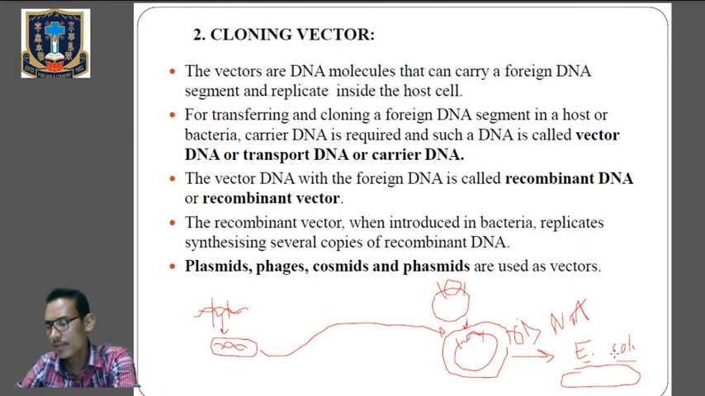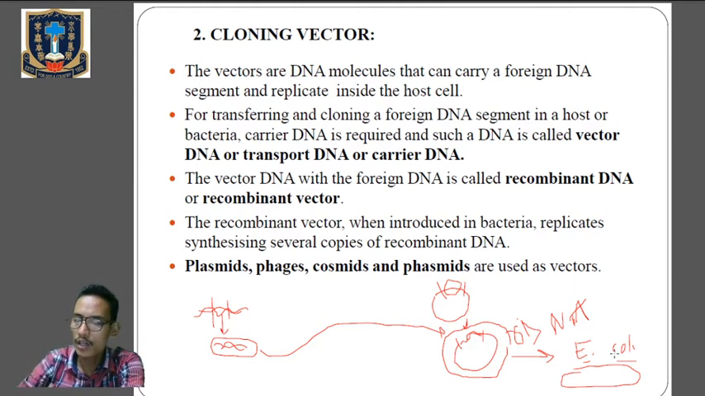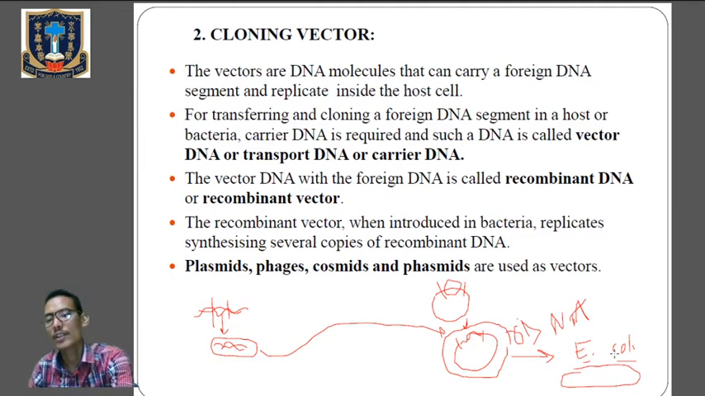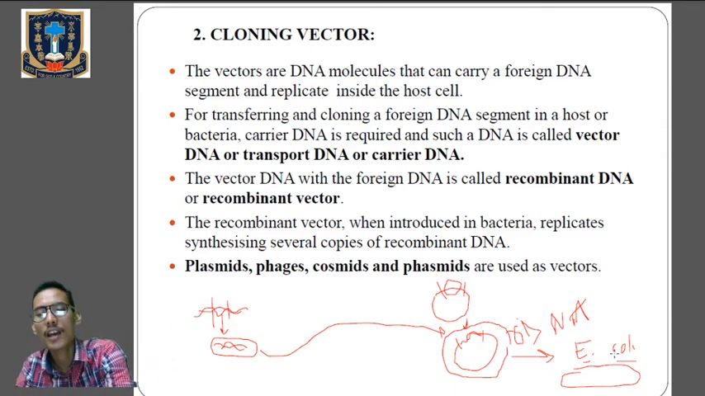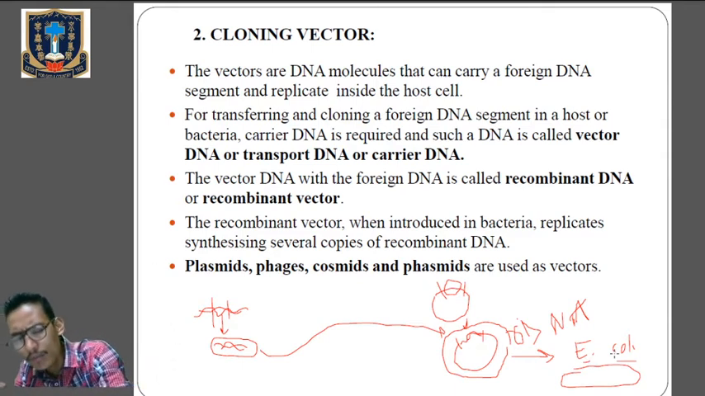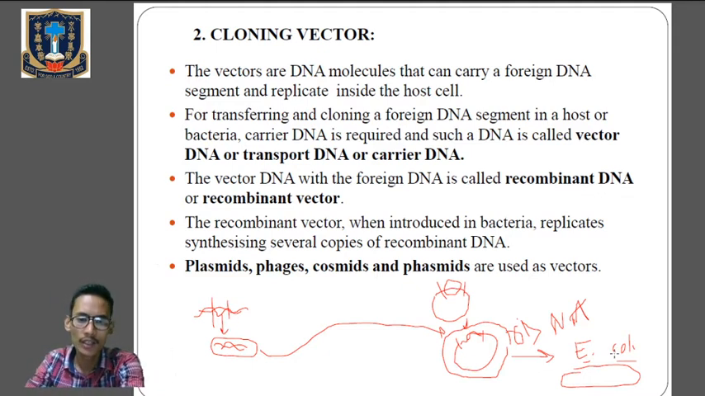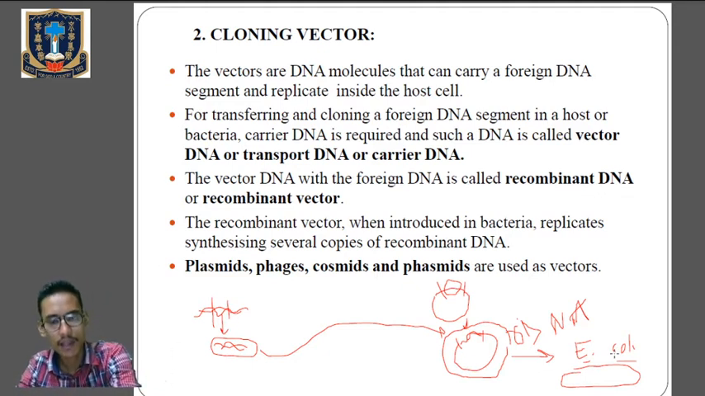So we can say that several copies of recombinant DNA will be produced when this recombinant DNA is introduced into the bacteria. Okay, so we have got different types of vectors like plasmid, phages, cosmids, and phasmids. But over here, the most important vectors that we are going to learn are mainly the plasmids and the phages.